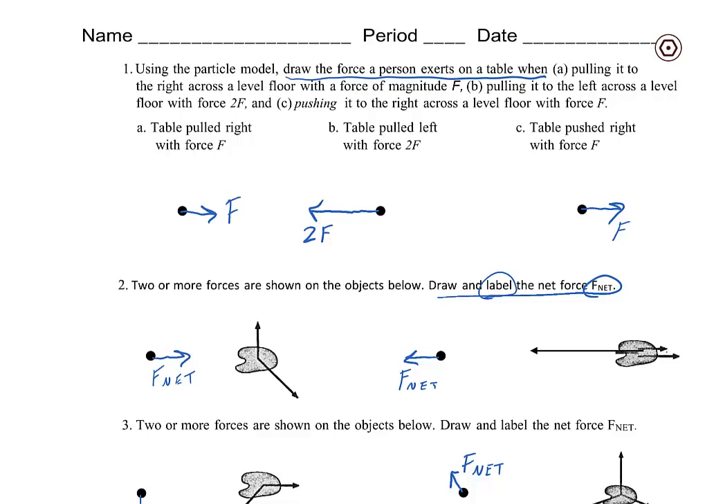On part A, where you were pulling, and part C, where you were pushing, they look identical because the force should always move away from the object, not go towards the object. Some people would have a tendency on C to put something like that, but that's not what you're supposed to do. It's always supposed to leave the object. For part B, because it's twice the force, the arrow looks twice as long and it's going to the left instead of going to the right.